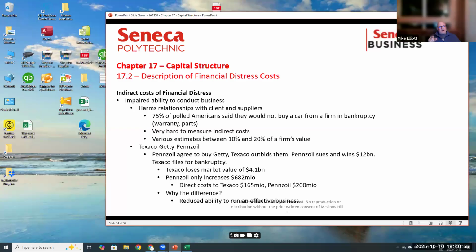Texaco got hit with a $12 billion lawsuit and has to pay it. Do they have the money? Probably. Is it going to be expensive? Yeah, it's $12 billion. But they can pay it. What's Pennzoil going to do? They're going to get the $12 billion. What are they going to do with that $12 billion? Are they going to pay it out as dividends? If that's the case, the shareholders are yay.